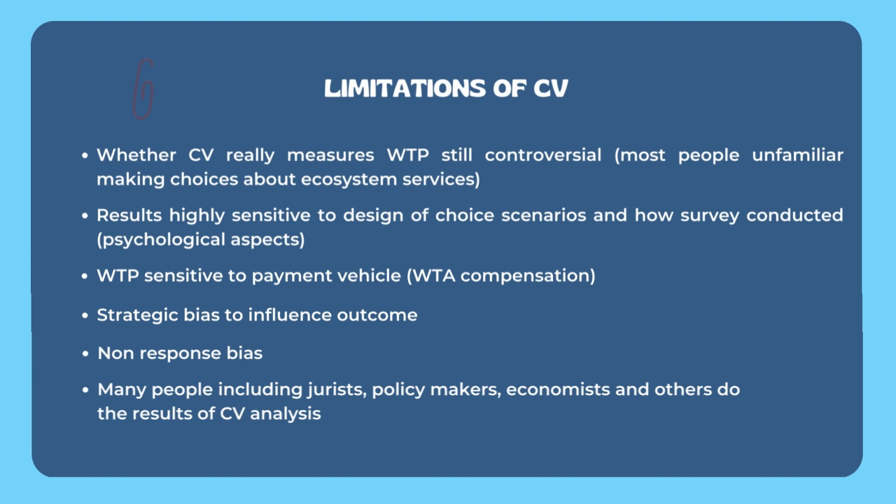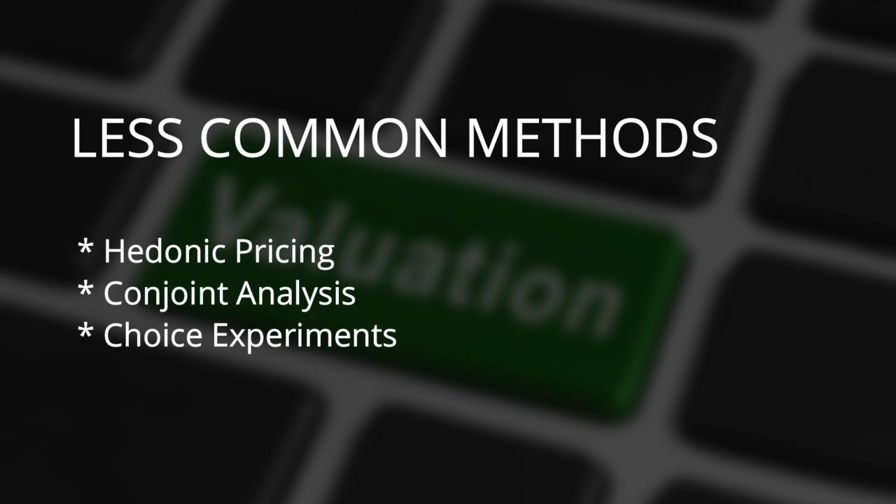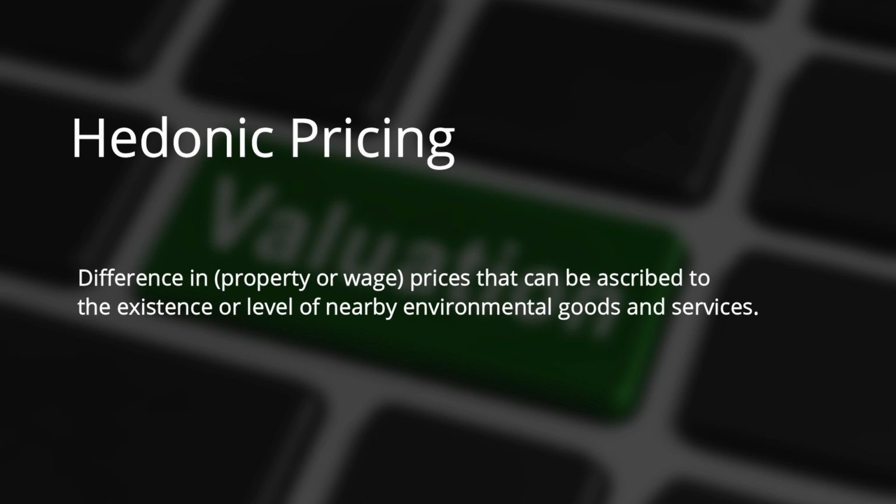Now when I talk about less common methods, hedonic pricing, conjoint analysis and choice experiments are other methods. Hedonic pricing is basically a premium charged for location, as in the hedonic pricing evaluation model. For example, you have a house that doesn't have greenery and you have a house that is very close to greenery and good amenities. Of course, hedonic pricing will put more value on something that has a good ambience, that has good access to a nearby railway station, etc.